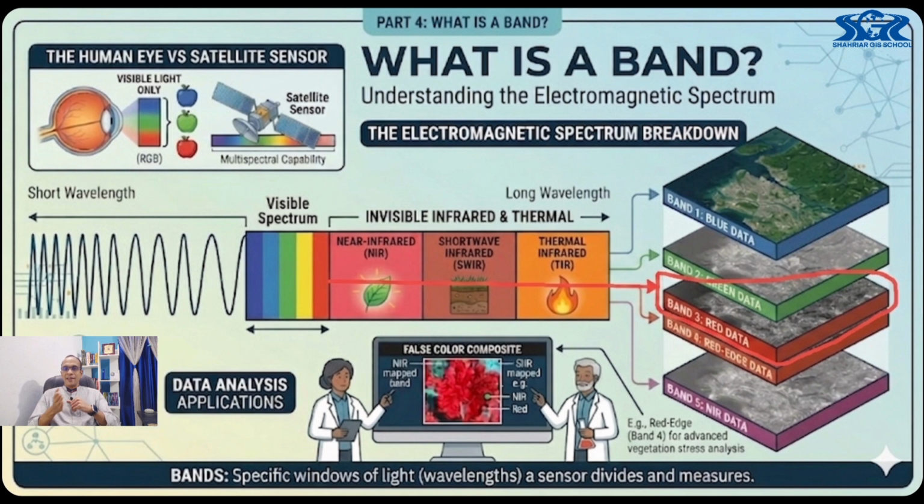Look at our scientist at the bottom screen under Data Analysis Applications. Because these bands exist as independent digital layers, we can manipulate how a computer screen displays them. Our eyes can't naturally see near-infrared light, but if we assign the invisible Band 5, which is NIR data, to the monitor's red channel, healthy vegetation suddenly glows an intense, vibrant red. This is known as a false color composite, because healthy leaves reflect massive amounts of infrared light.